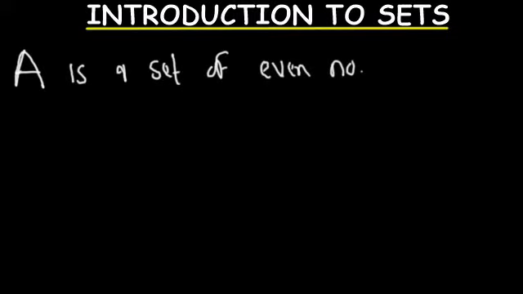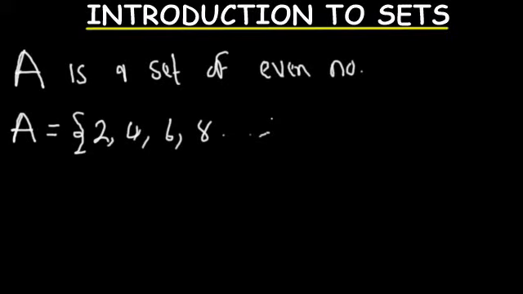Using the statement form is not that common in problems involving sets. They make use of both the roster or tabular form and the set builder form. Now let's move into the roster form. In roster or tabular form, all the elements of the set are listed out, separated with commas and enclosed within braces. Using the same example, A is a set of even numbers. In roster form, A equals {2, 4, 6, 8, all the way to infinity}. That's what we call the listed, roster, or tabular form.